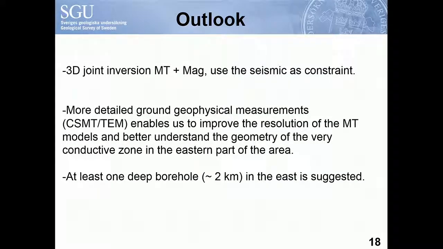And for the outlook, we need to do 3D joint inversion of MT and magnetic, although Alan Jones mentioned yesterday that it is a problem to use that code that Maxim Smirnov has for joint inversion of MT and mag. And then we have to use seismic information to make a constrained inversion.